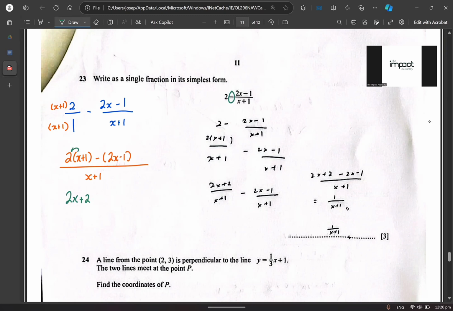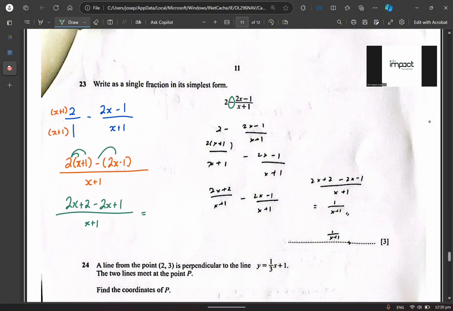Correct or not? This minus 2x. True? Plus 1. Very good. Over x plus 1. Correct? Okay, 2x minus 2x becomes nothing, right? 2 plus 1 becomes 3. You see why you're wrong or not? You were correct until the part whereby you have to expand it. Let there be no confusion, okay? Do you understand or you don't understand? All right, so that's the reason why your answer has to be 3 over x plus 1. And that is your answer, okay?